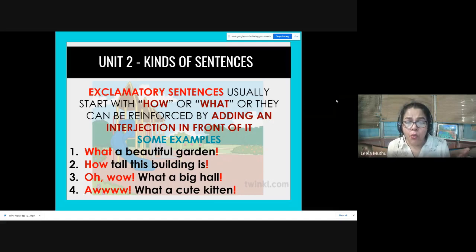Oh wow, what a big hall. Aww, aww. Interjection. That's usually what you say before you see something really cute. What a cute kitten. You're not asking whether the kitten is cute. You're expressing an emotion which conveys to everybody how cute you think that kitten is. Aww, what a cute kitten.